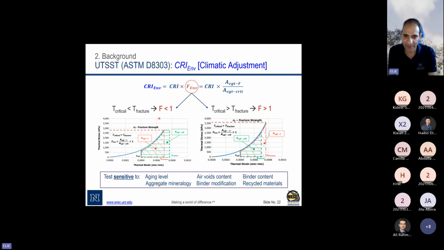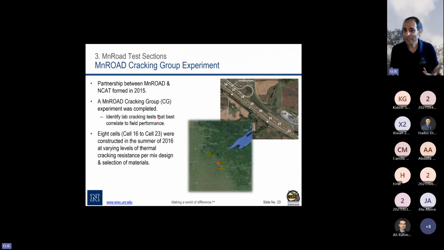And a lot of studies that we've done prove that the test is sensitive to aging level, and we have tons of data on that. It's sensitive to the aggregate mineralogy, different air void level, polymer modifications, asphalt binder content, and the type and the amount of recycled materials. So the test was proven to be sensitive to this, which is very important to us because we want to make sure that my test can capture changes in the mix compositions and mix properties.